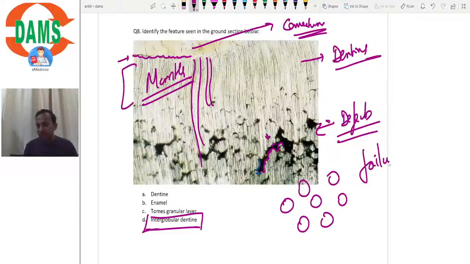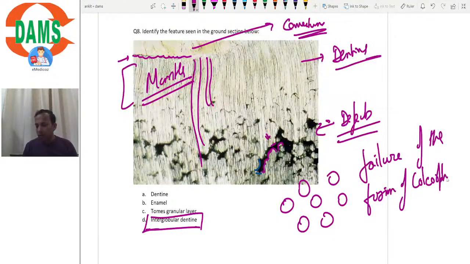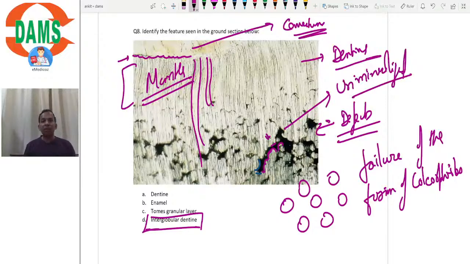There is a failure of the fusion of dentine calcospherites. So dentine forms in a spherical manner, isn't it? The mineralization front of dentine is spherical. So these spheres grow eventually. So when they fail to fuse, the interglobular space remains unmineralized. So this black region represents the unmineralized zone, and since it forms between the globules, it is called interglobular dentine, right?